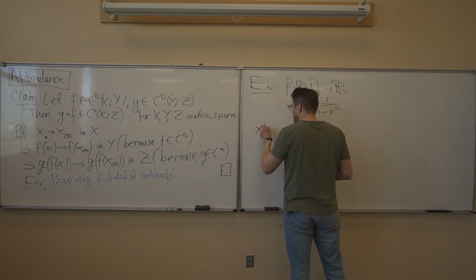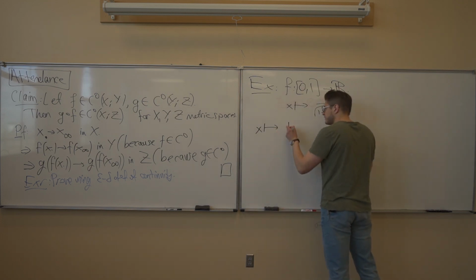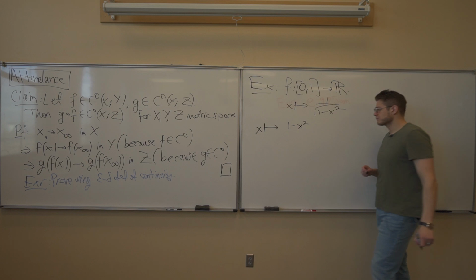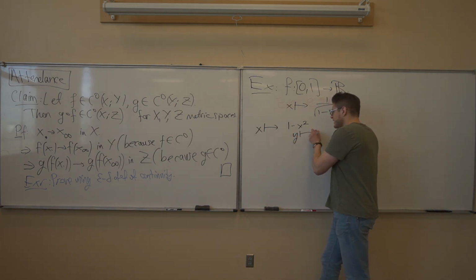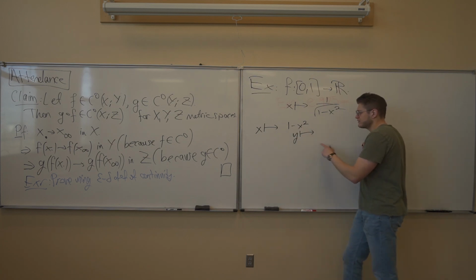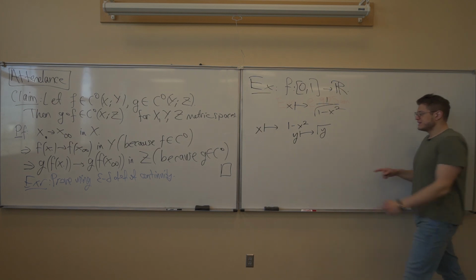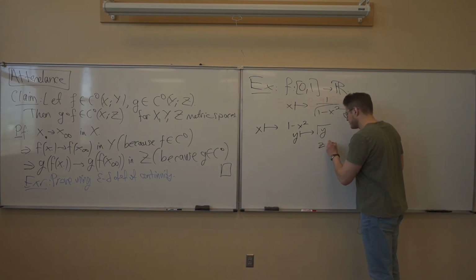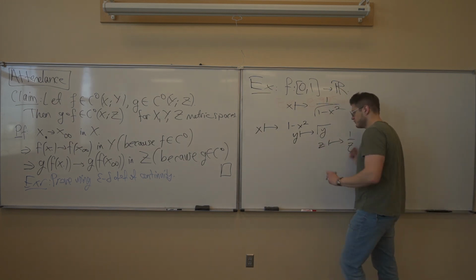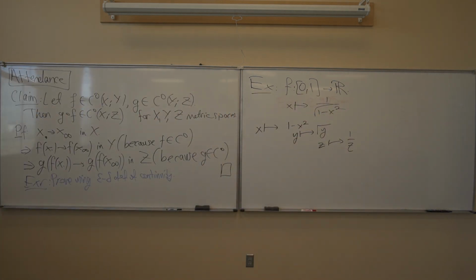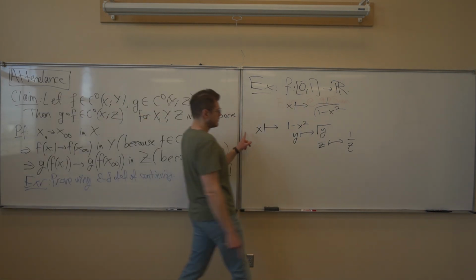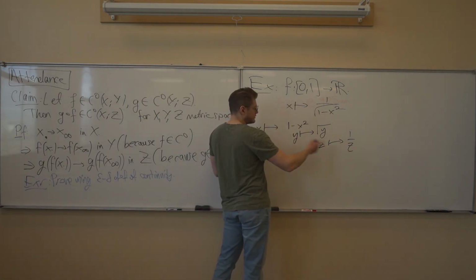So x, let me first send it to 1 minus x squared. That's a nice function. It's a polynomial. Then I'm going to take that, some other variable, I'm calling it z. Then I'm going to send it to the square root. Then this I'm going to take to 1 over z. Okay. Now, what I'm trying to say here is that f is the composition of these three functions.